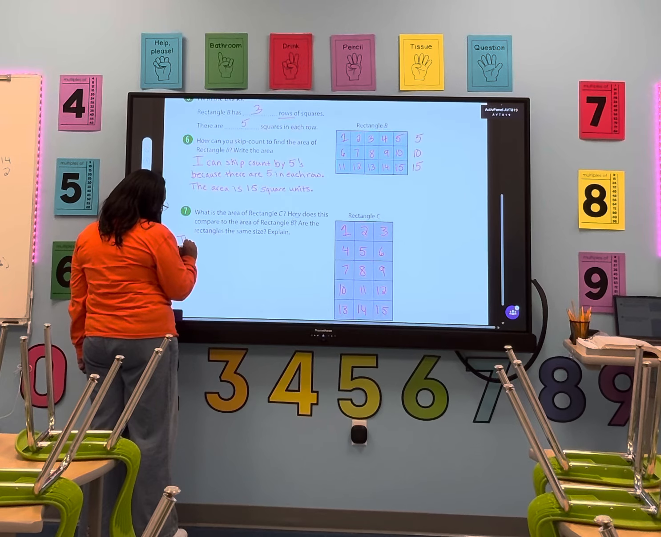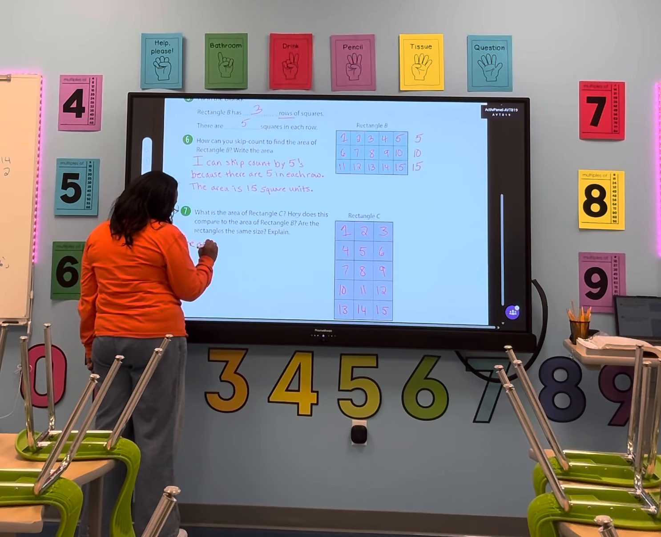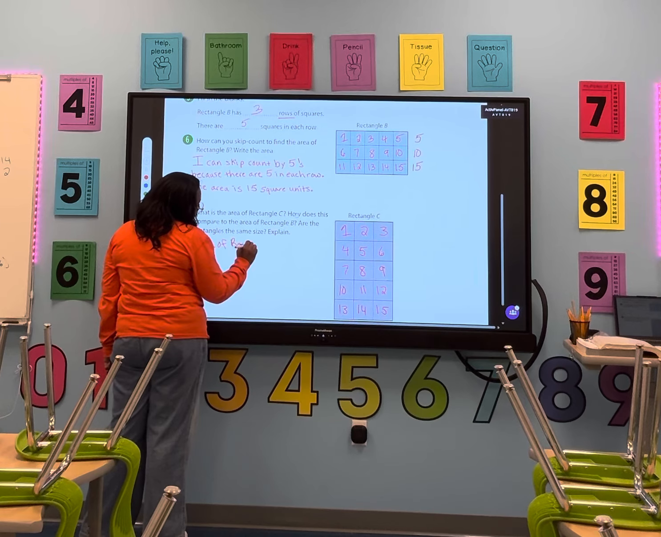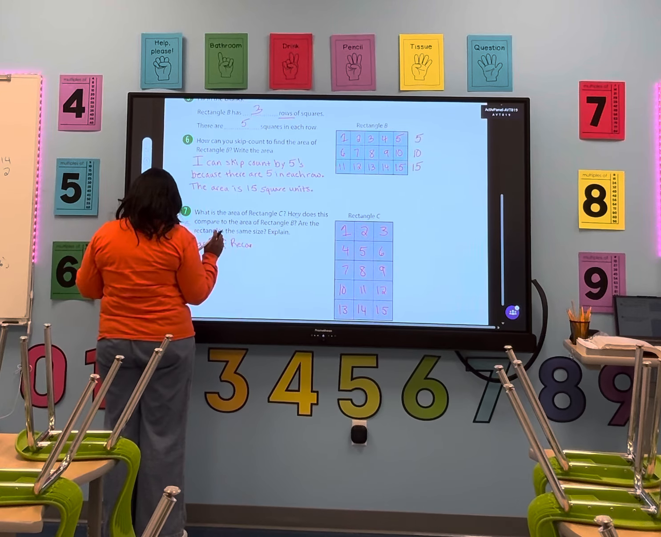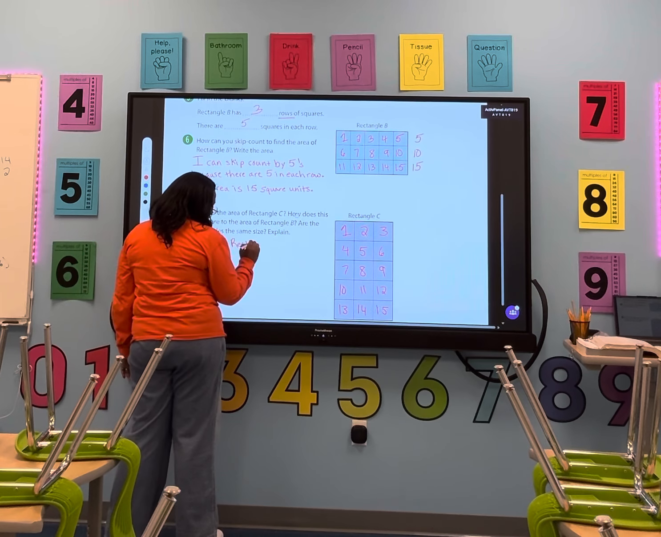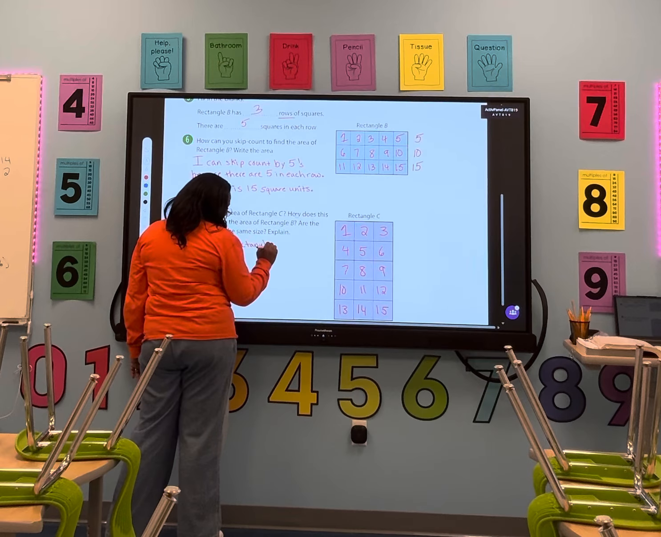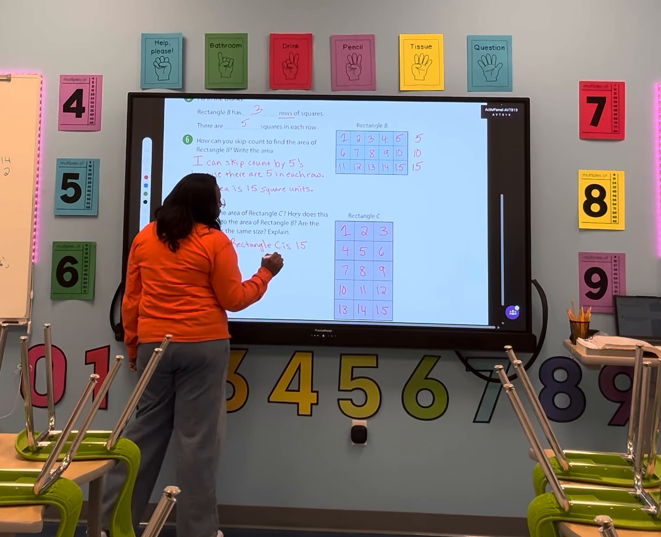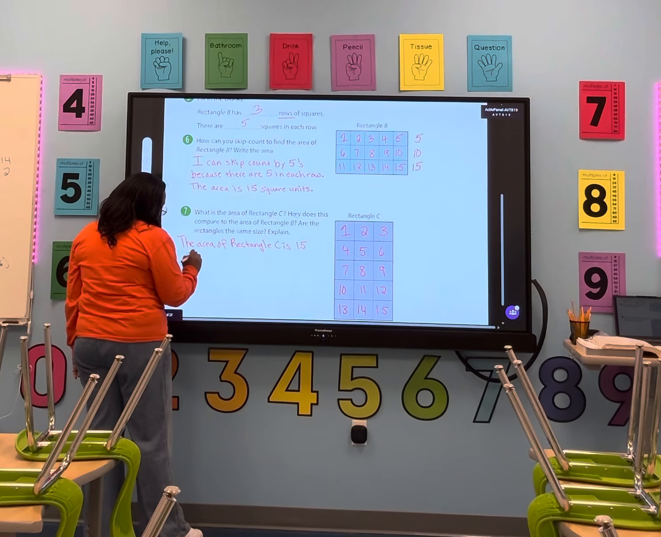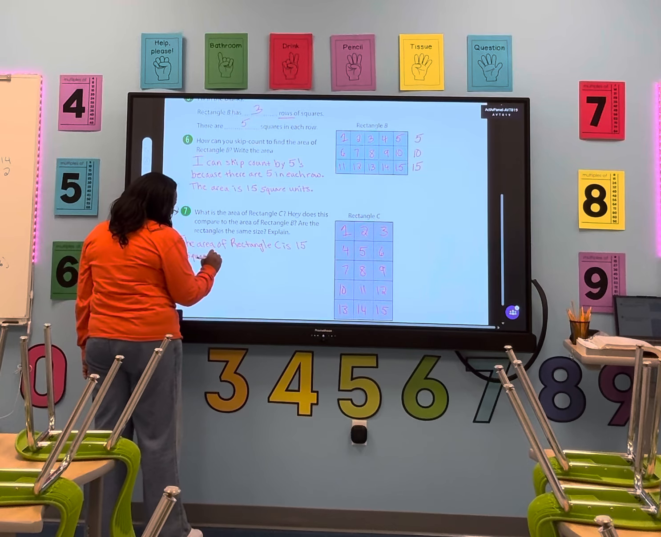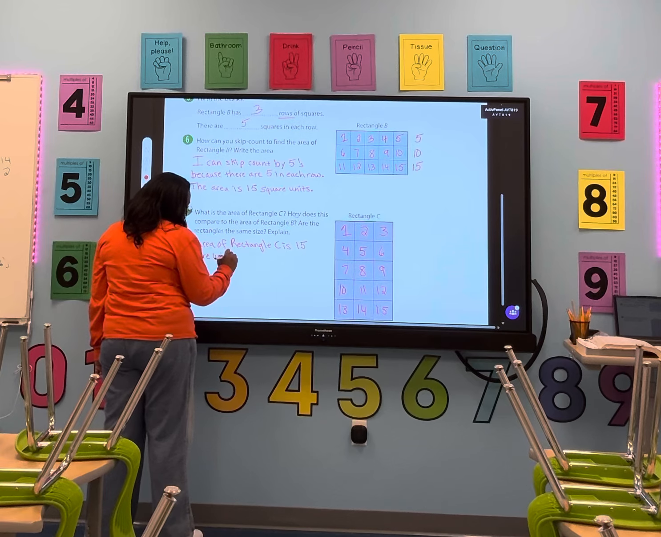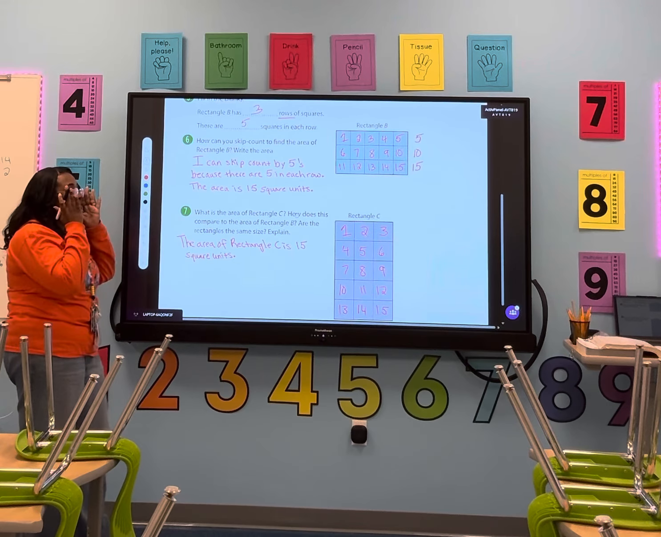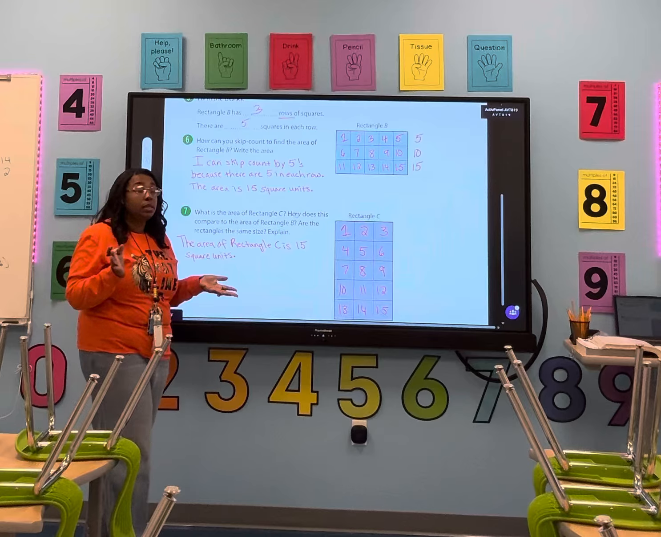The area of rectangle C is 15 square units. Don't forget to put those square units. Okay, so we've done our first question. Let's move on to the second question.